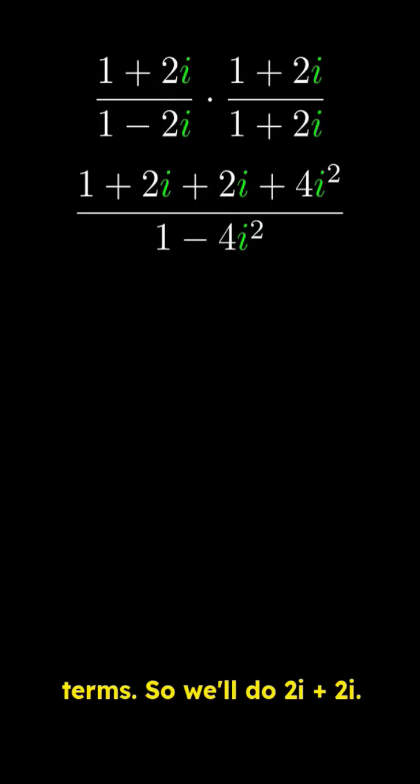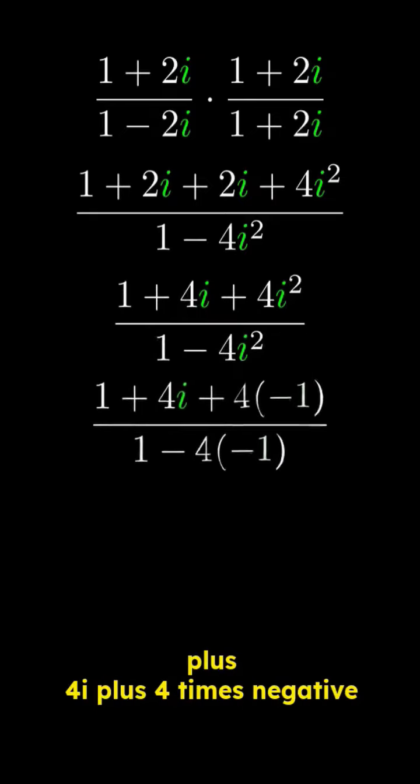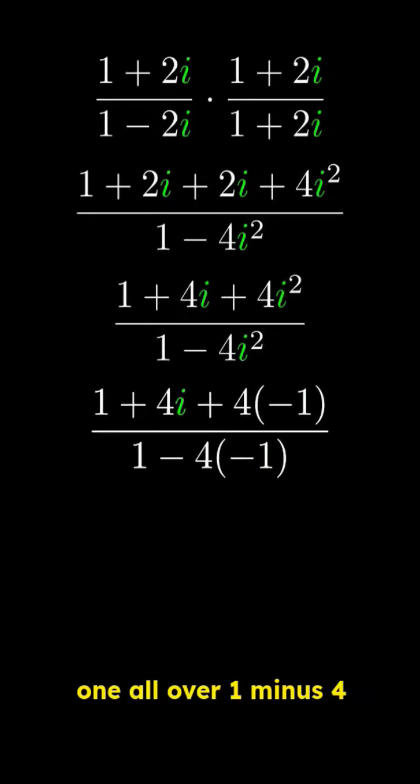So we'll do 2i + 2i, and that'll leave us with (1 + 4i + 4i²) / (1 - 4i²). Next thing is, notice that we have i squares in both the numerator and denominator. We can actually substitute that with -1. So that'll leave us with (1 + 4i + 4 times -1) / (1 - 4 times -1).